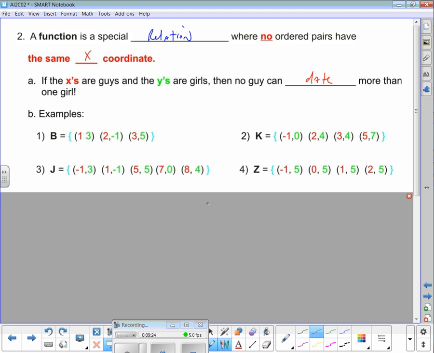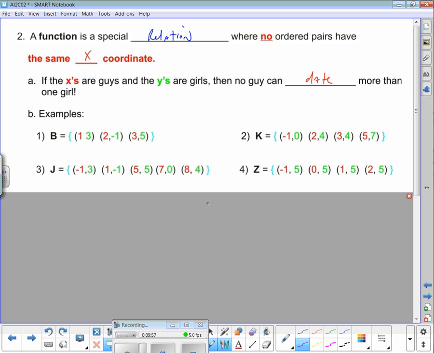Now, by the way, can any girl date more than one guy? The answer is yes, because that's not a problem, because guys are talking about sports or this video game or something like that, and they can get away with it. All right, that's just the reality of life. But in math, any x can be paired up with only one y. And if that's the case, then you have a function.